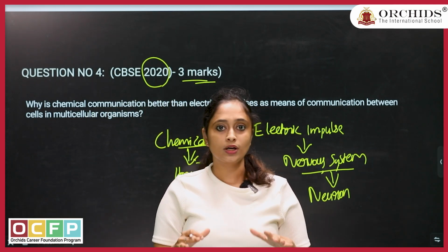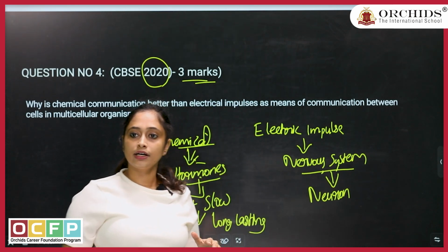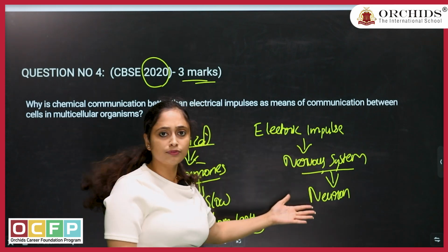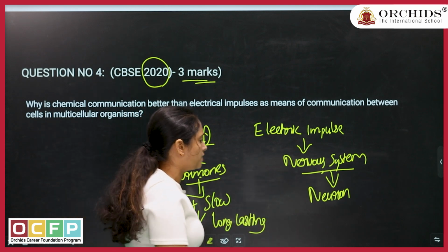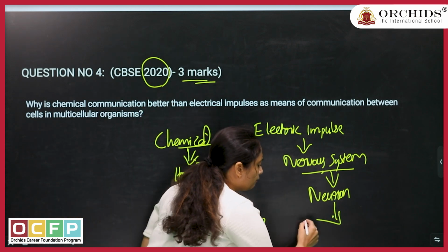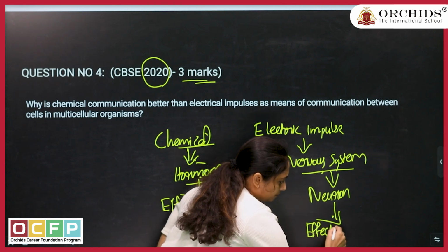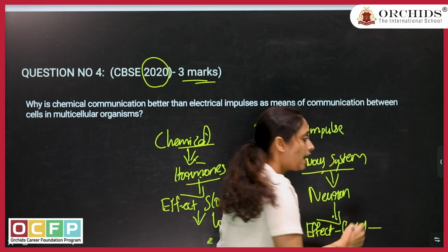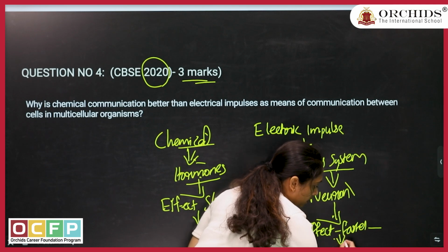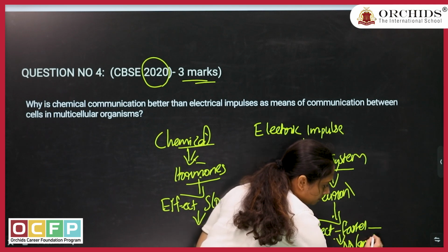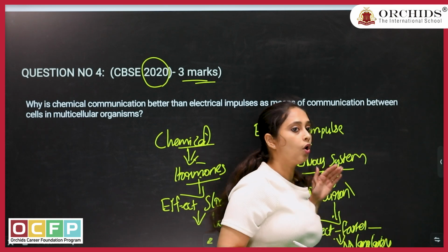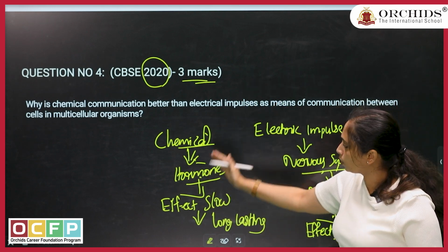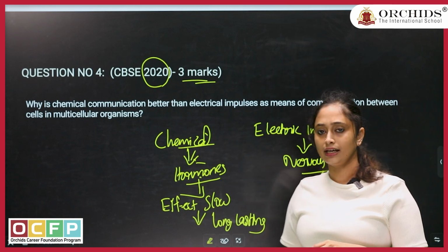We want something that will be long lasting in our life, right? So that is the reason we can consider chemical communication definitely better than the electrical impulse. When we check electrical impulse communication, or nervous system communication, the problem is the effect will be faster, but it will not be long lasting. So because of all these pointers, we can state that chemical or hormonal communication is better than electrical communication.